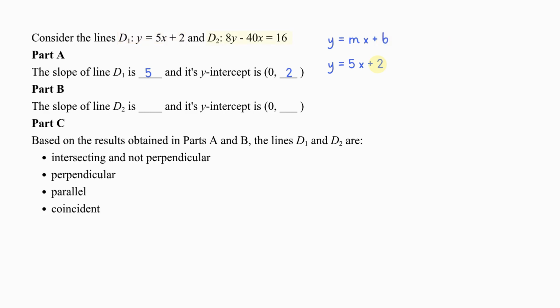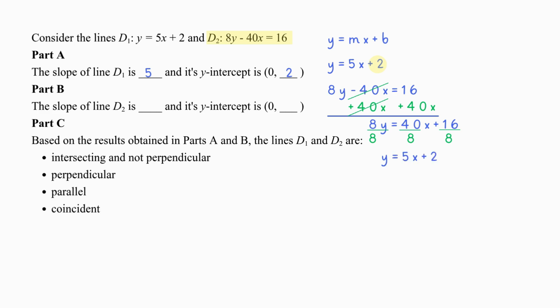Part B. Look at the equation for line D2. 8y minus 40x equals 16. We need to rewrite this into the y equals mx plus b form to easily find the slope. First, add 40x to both sides to start getting y by itself. Next, divide every single number by 8 to leave y alone. Now the equation looks just like the one in Part A.